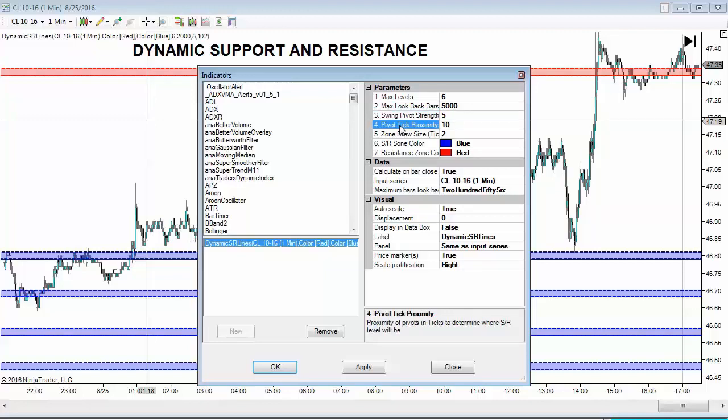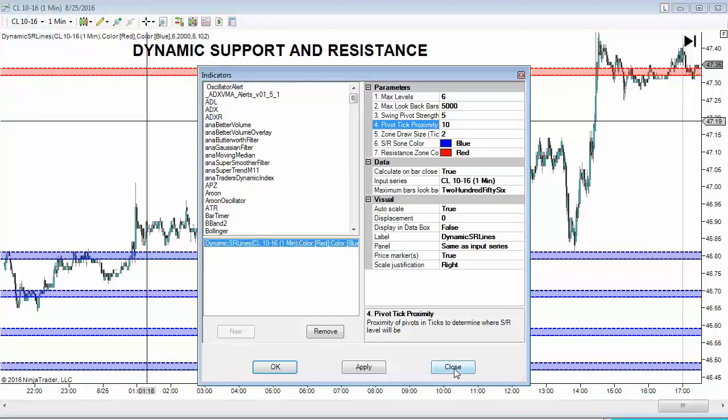Okay, and then this next indicator parameter says the proximity of pivots in ticks to determine where an SR level will be. So you have these two abilities here to kind of fine-tune the strength of the past pivots, the past places and prices where the market has almost always bounced. And then we can control some colors. And that's pretty much it.